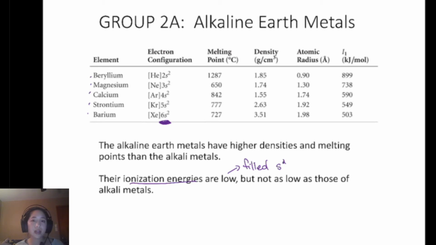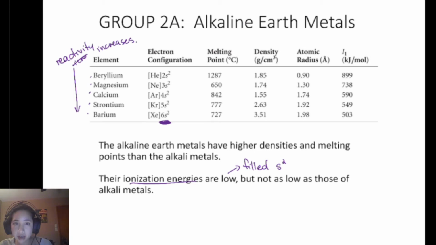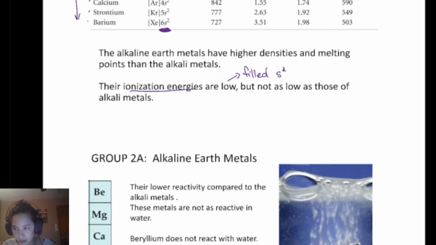So these group 2A metals are not as reactive as alkali metals, but as you go down the periodic table of the 2A elements, you do see reactivity increases as we go down the group. But they're not as reactive as group 1A, but they're still somewhat reactive in themselves.